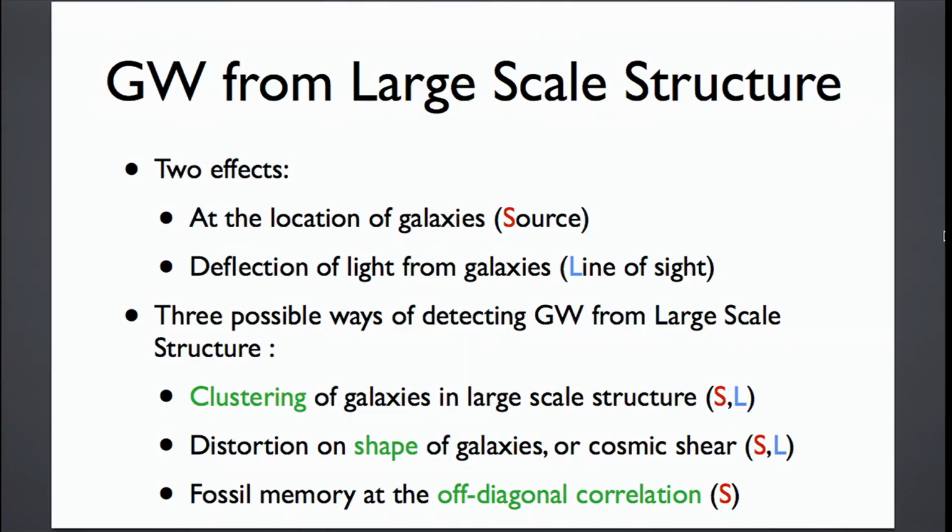First one is the clustering of galaxies, and second, the distortion of shapes of galaxies called weak lensing or cosmic shear. So here we look at how galaxies are distributed, and here we look at how the shapes of galaxies are correlated. And the third one is a fossil memory at the off-diagonal correlations. That is a very new thing that has been developed by Mark Kalyankowski and me. So I'll talk about three things one by one.